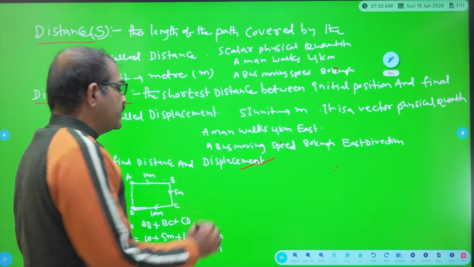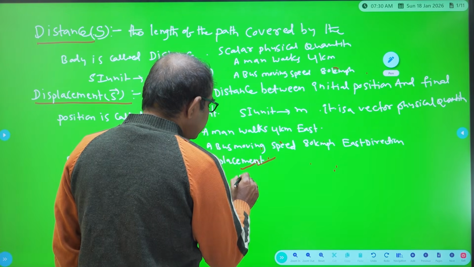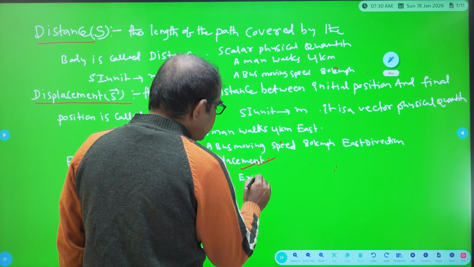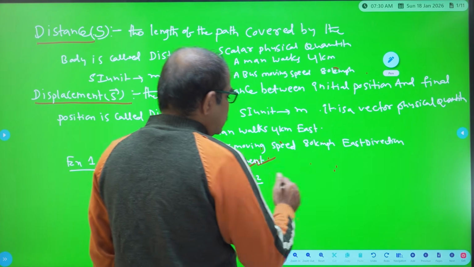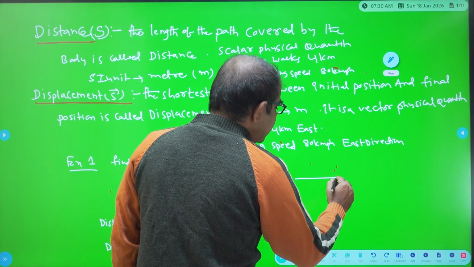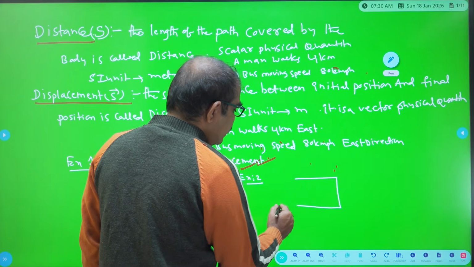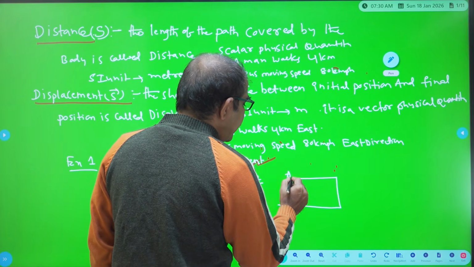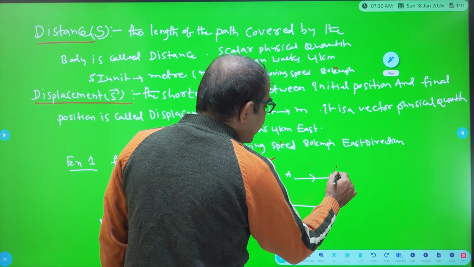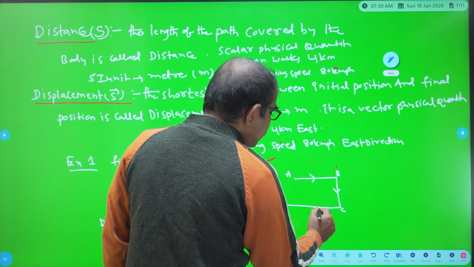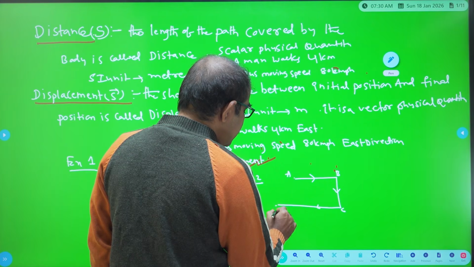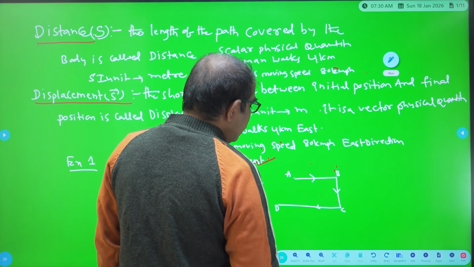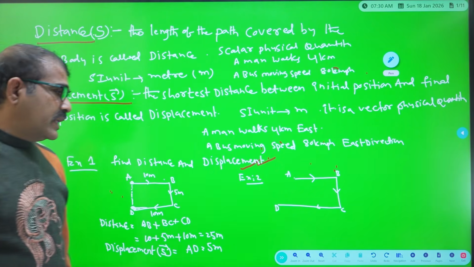One more example. Example 2. The body is moving like this. The body starts here, moving from here to here. Now this is the initial point A. The body is moving from A to B, then after B to C, then after C to D. Now find the distance and displacement.